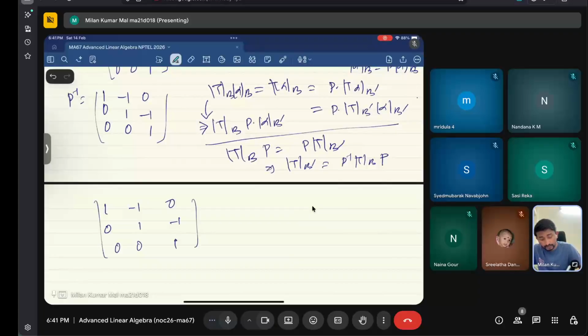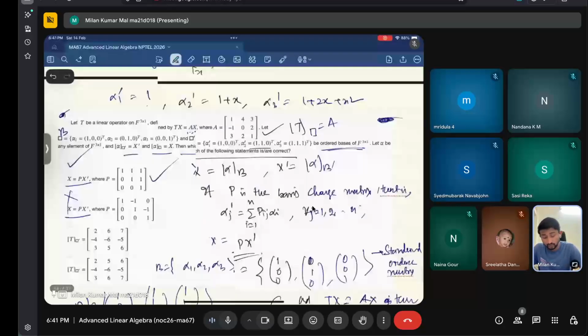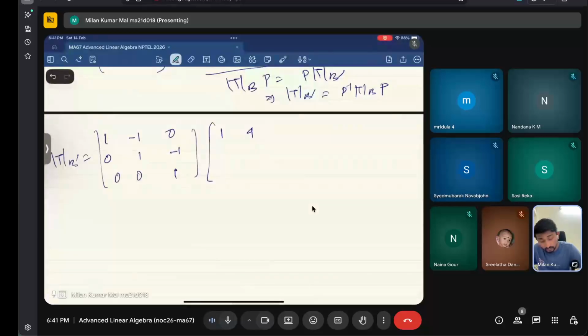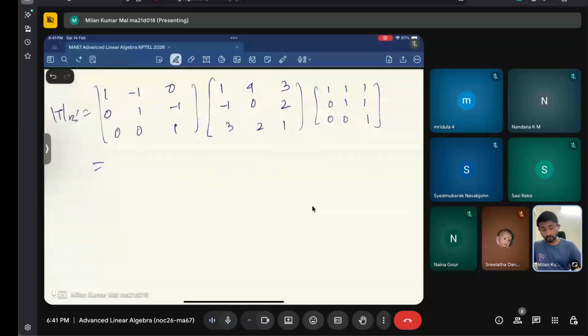This is P inverse, which multiplies T with respect to the new ordered basis. The matrix of T with respect to the standard ordered basis is the given matrix: 1 4 3, minus 1 0 2, 3 2 1. This goes with P: 1 1 1, 0 1 1, 0 0 1. So let me do the multiplication. First I'll do these two.